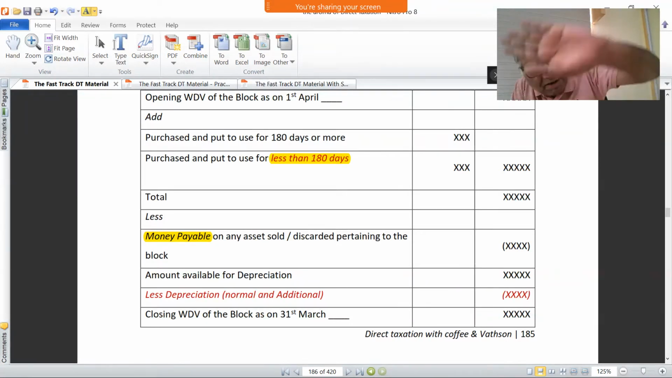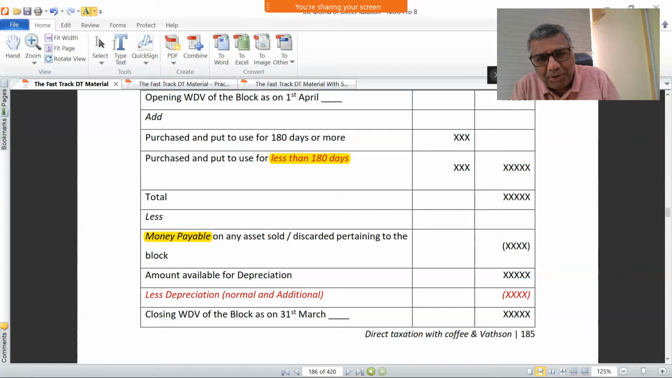Normal depreciation, which is available for all. Additional depreciation, which is available only for a manufacturing entity, for plant, machinery and computers used directly or indirectly in manufacturing. Repeating, there are two types of depreciation I will claim: normal, available for all; additional, only for manufacturing entity, for plant, machinery and furniture which is directly or indirectly used in manufacture. We will speak about it more.